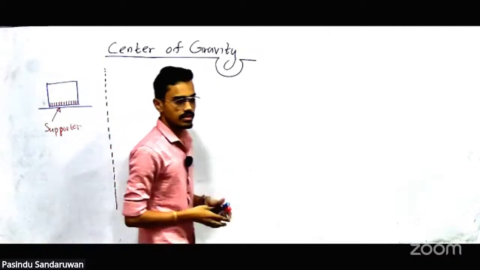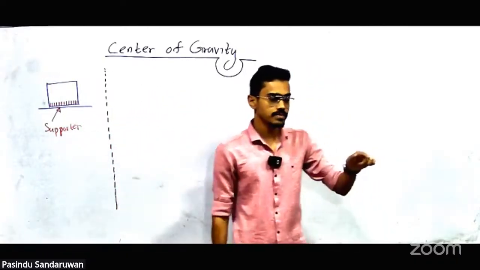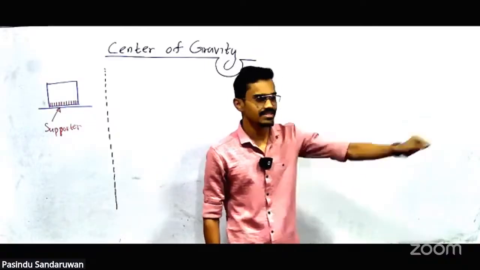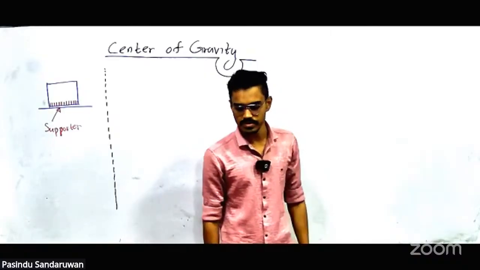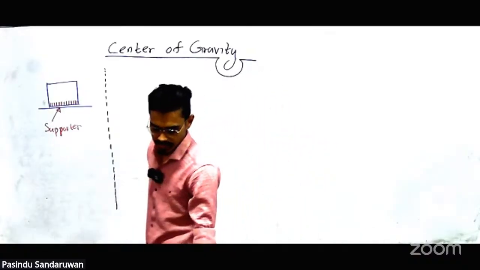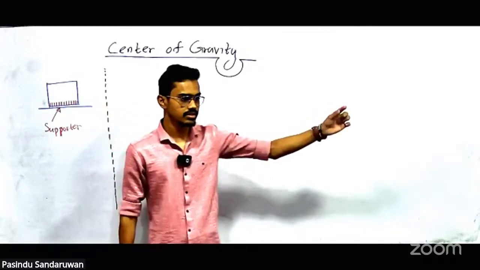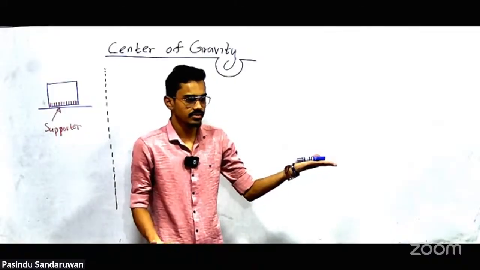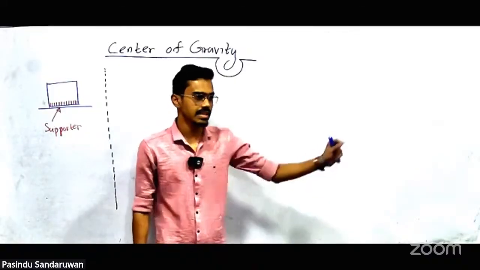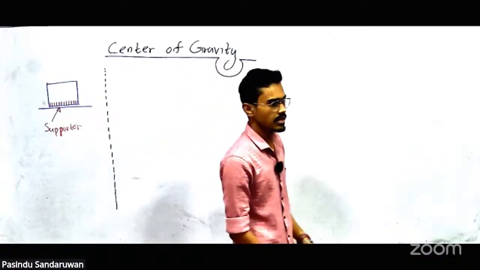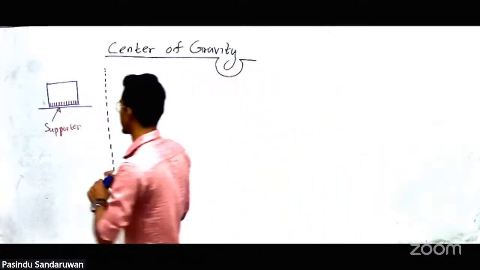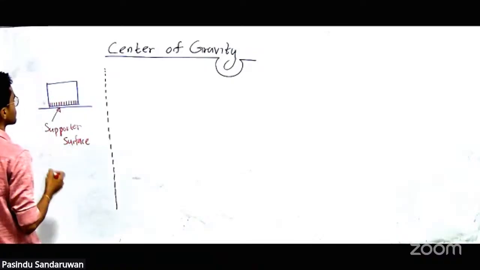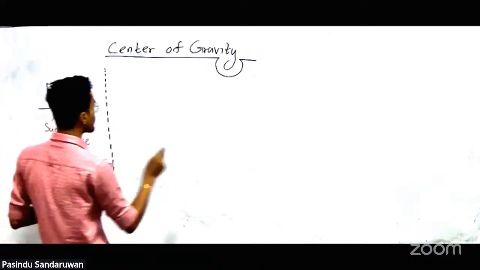This is a surface. If there is a linear object, it will be a line. Linear objects in the sense, say a thin wire is kept in equilibrium like this. Then there is no area, if there is a thin wire. So in such cases, that is a line. Otherwise, there is an area. So therefore, we call it the supporter surface.